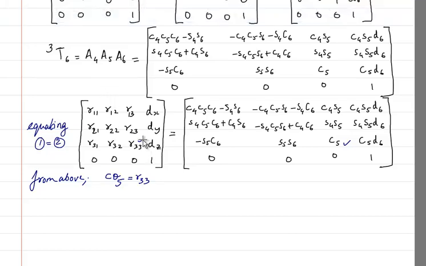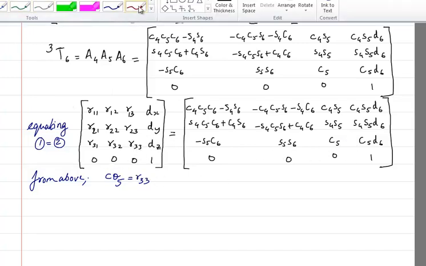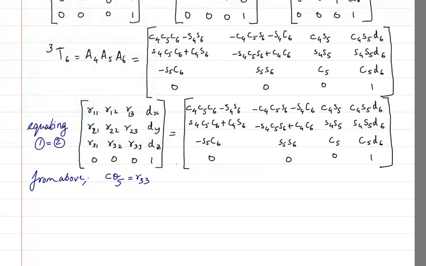So based on that, we will be able to directly find theta 5 because it is present here. Therefore theta 5 is equal to cos inverse of r33. So doing that, we will directly get it. Now, once theta 5 is obtained, we can get theta 6 from this, or we can even go for theta 4. Let's go for theta 4.